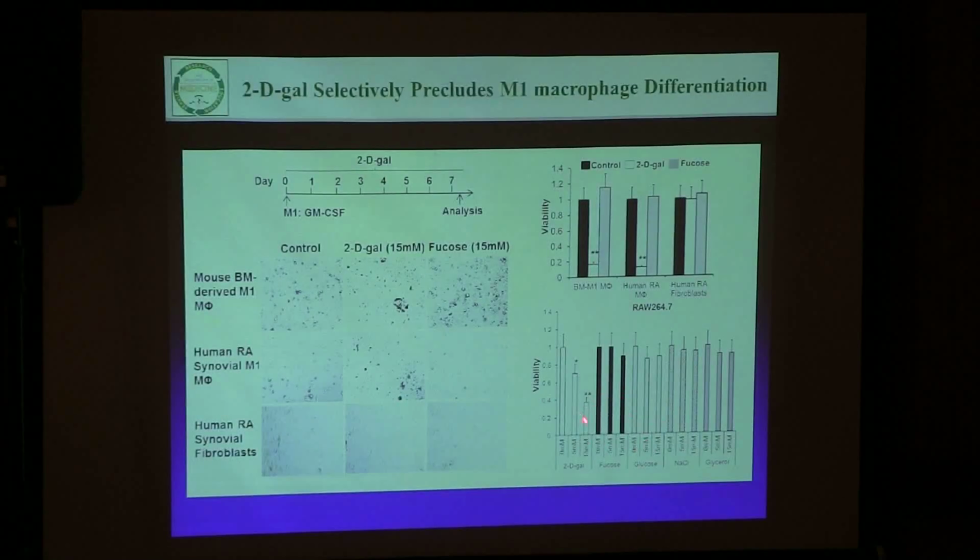And we also performed different osmolarity controls, including glucose, sodium chloride, and glycerol. And this data suggests that the fucosylation inhibitor effect is 2D-GAL specific. It's not due to the toxicity of the chemical.